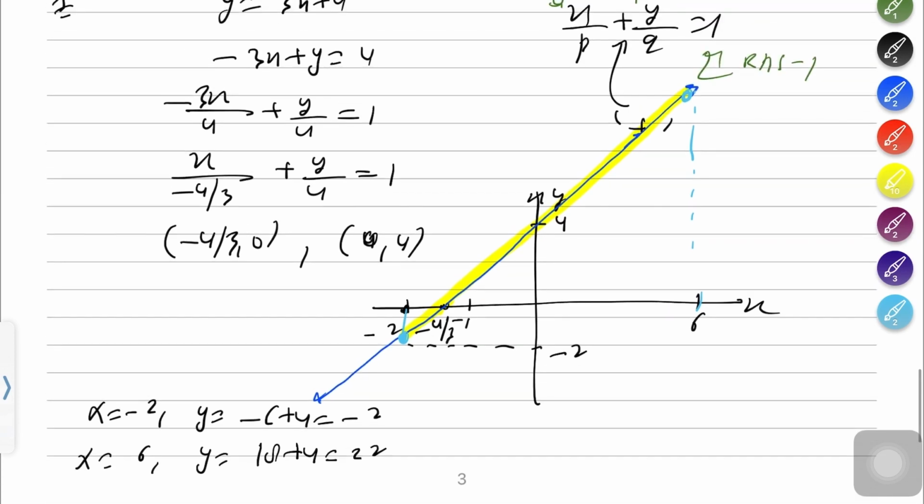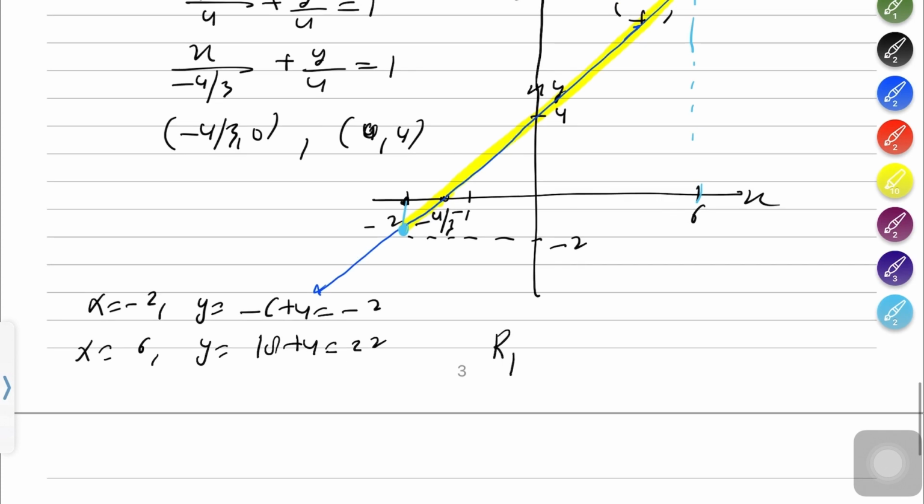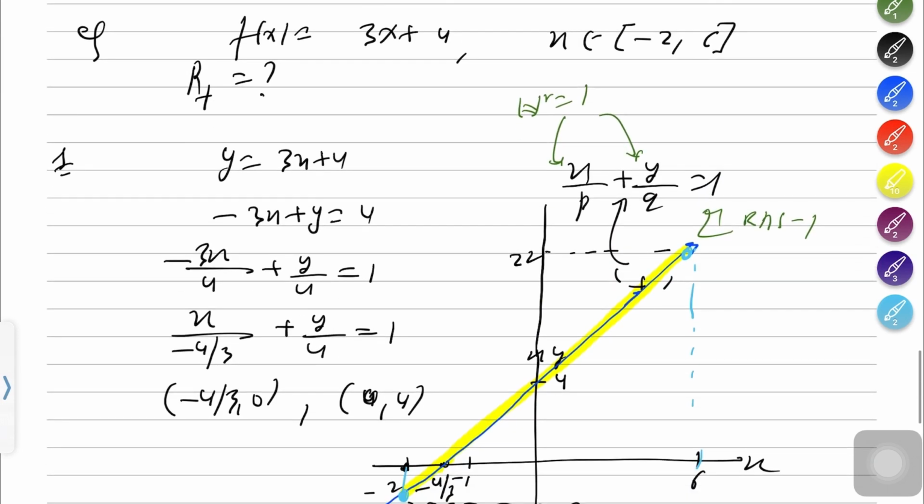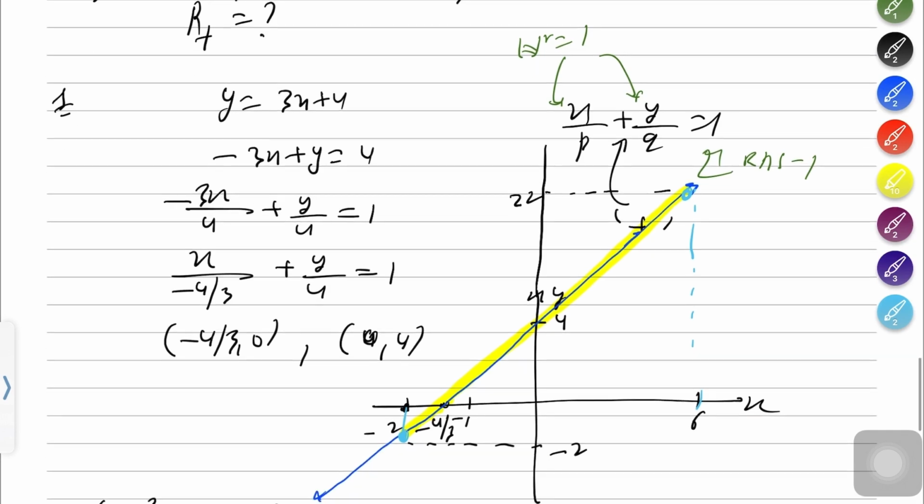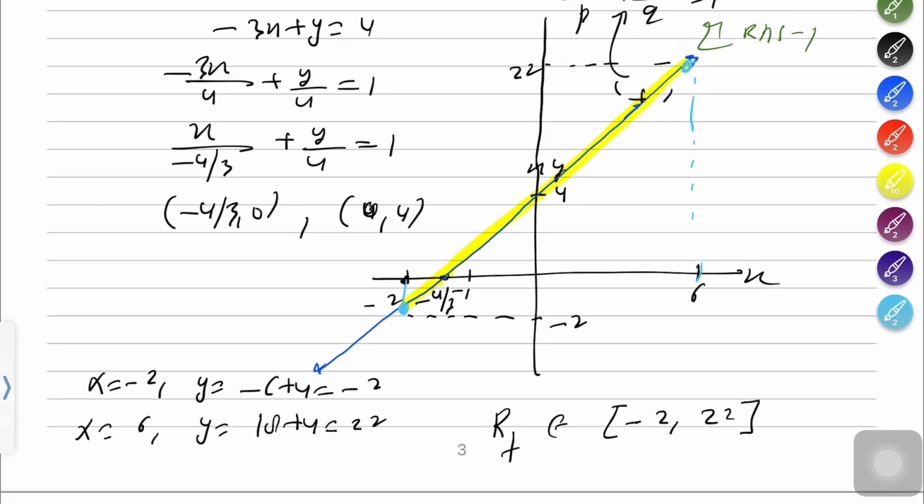So that means 22. So the values of y where the graph exists is from minus 2 to 22. So therefore the range of the function is minus 2 to 22. So this is how we find the range of a function. Okay. So this is the case for a linear function.